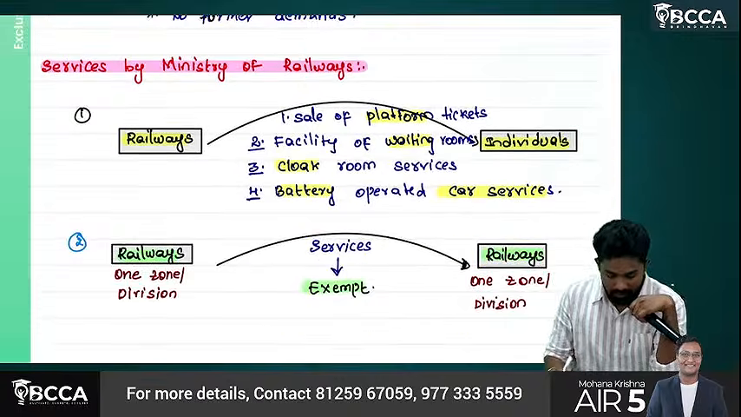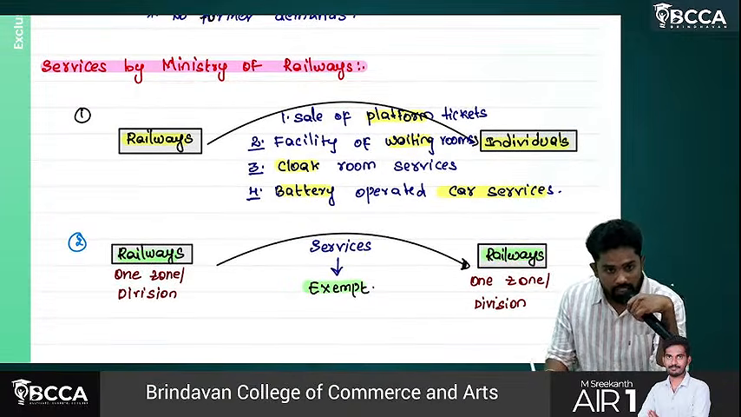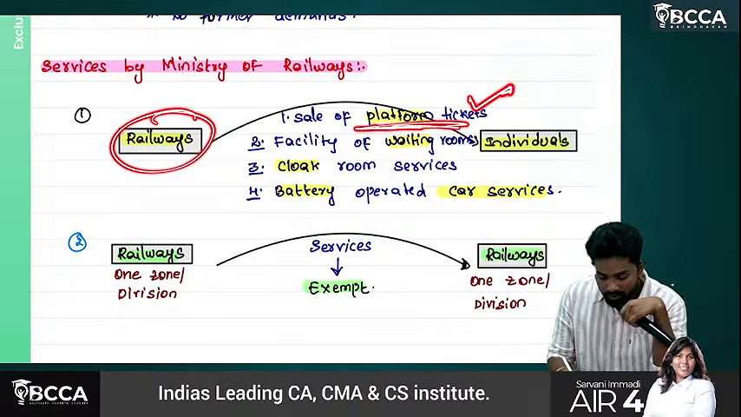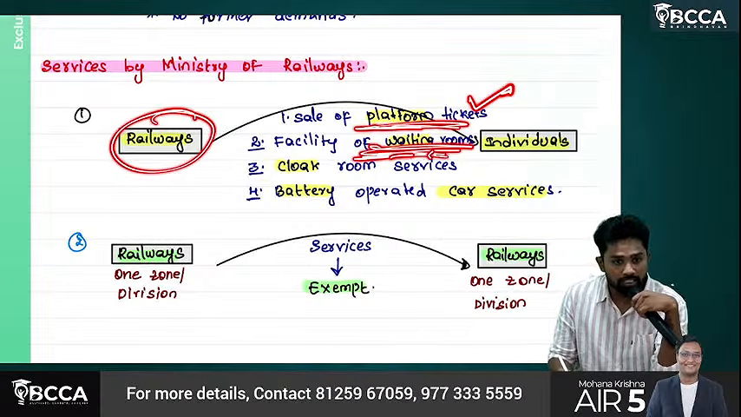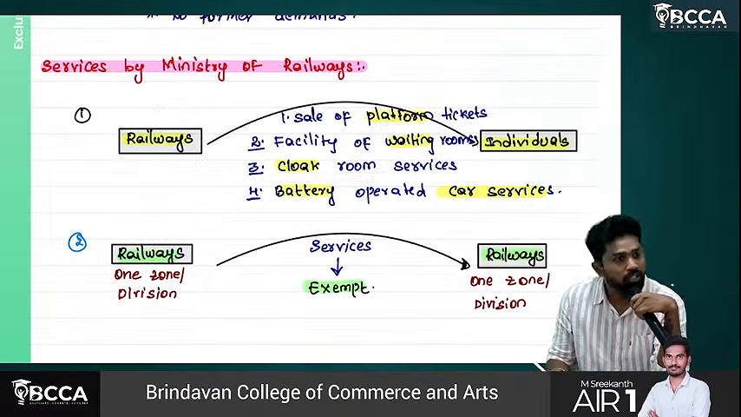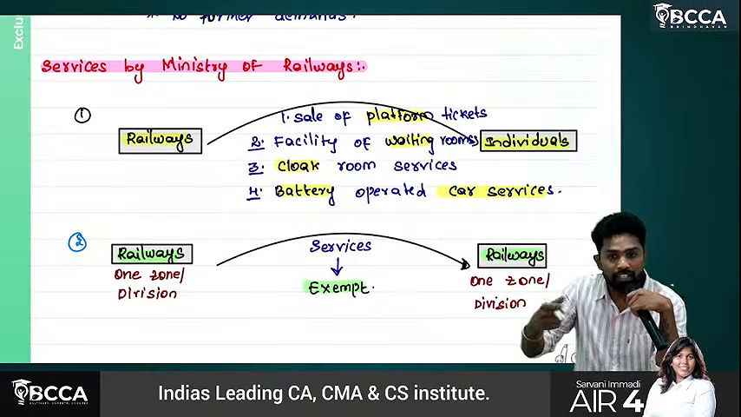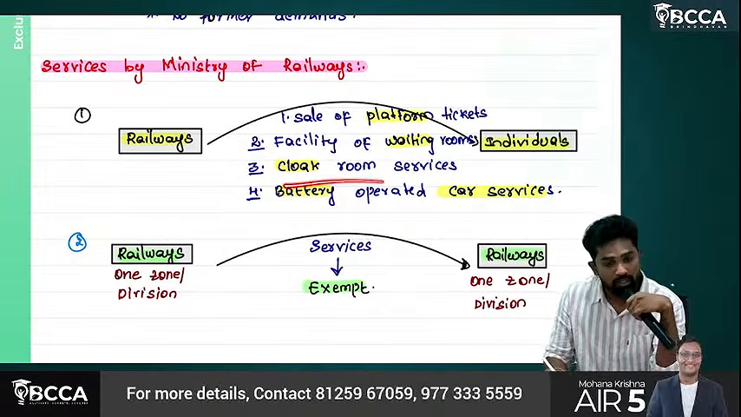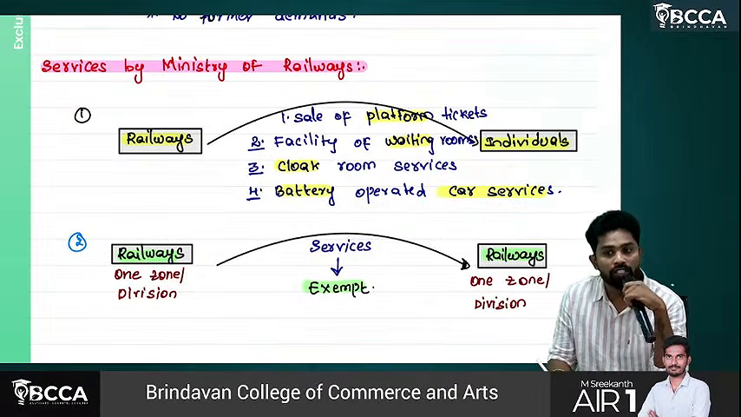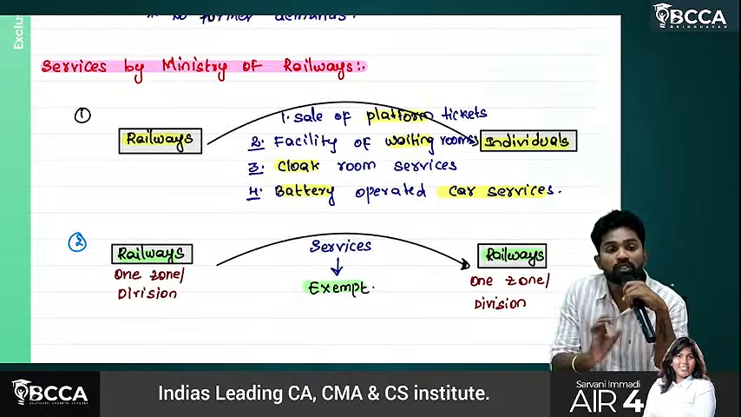Okay. Then services by Ministry of Railways. Sir, when railways sell platform tickets, exempted. Waiting rooms related charges, exempted. Cloak room services. What are called cloak rooms, sir? To keep luggage and all, cloak rooms will be there. Those are exempted. Battery operated car services. What are these battery operated car services? To transport the luggage and all.